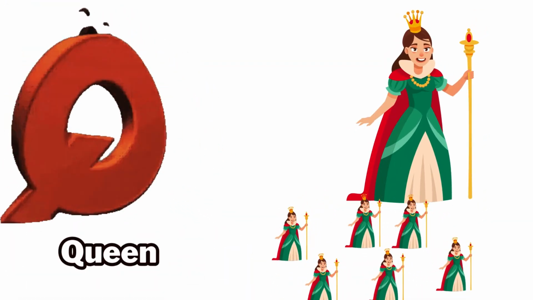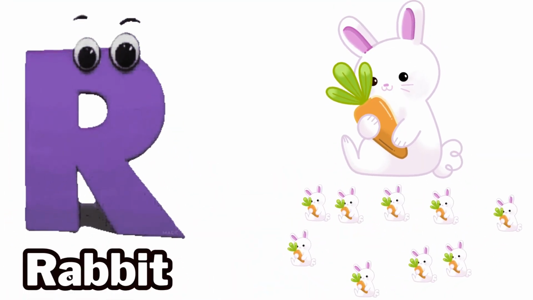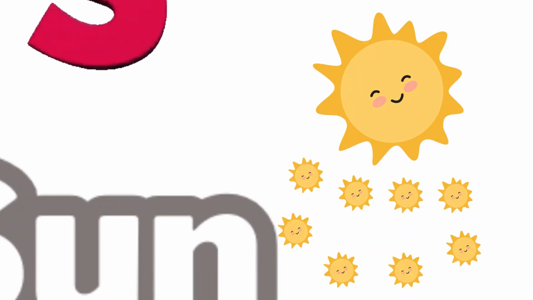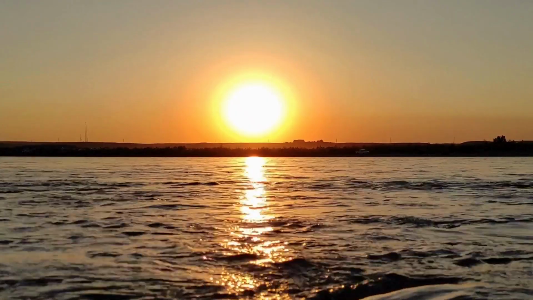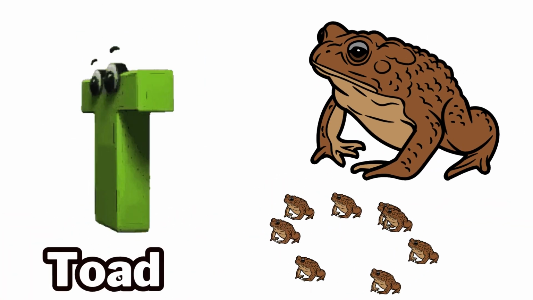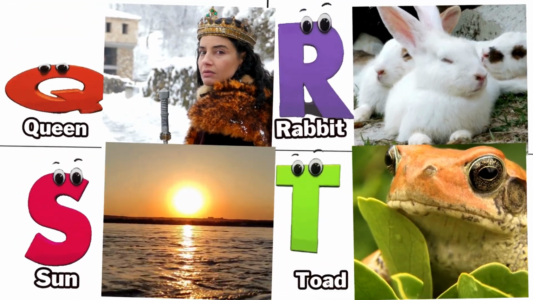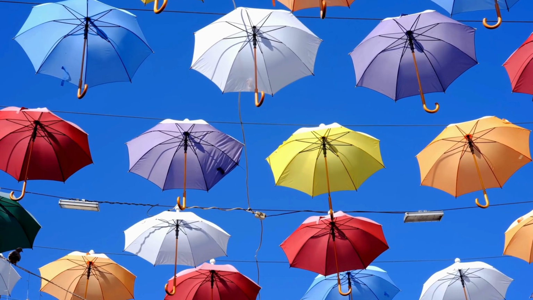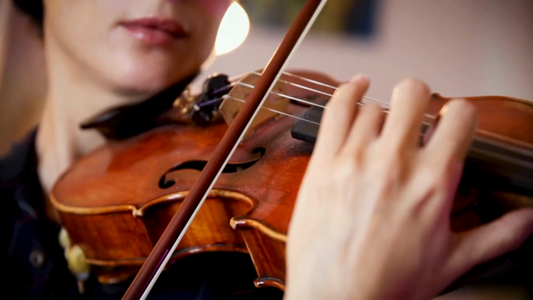Q is for queen, queen. R is for rabbit, rabbit. S is for sun, sun. T is for toad, toad. U is for umbrella, umbrella. V is for violin, violin.